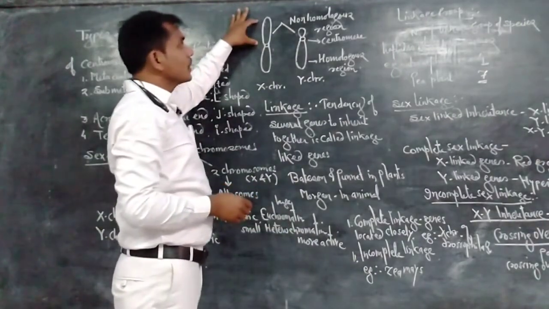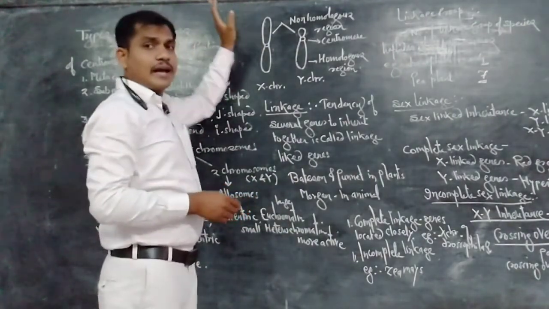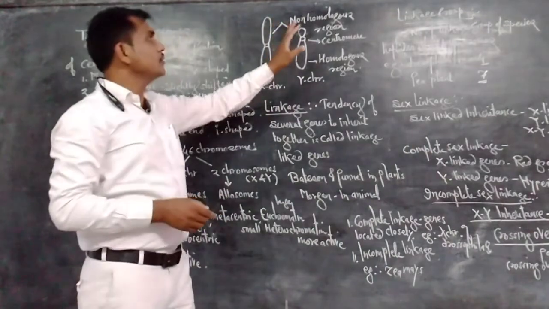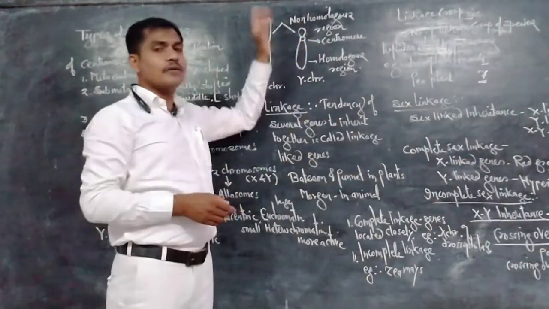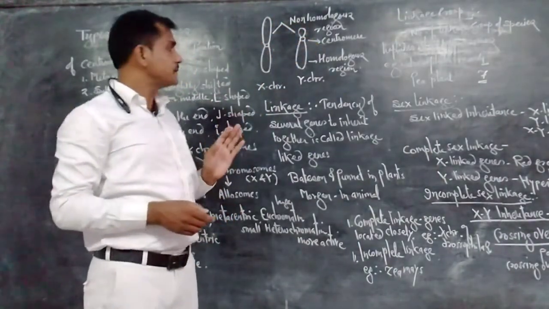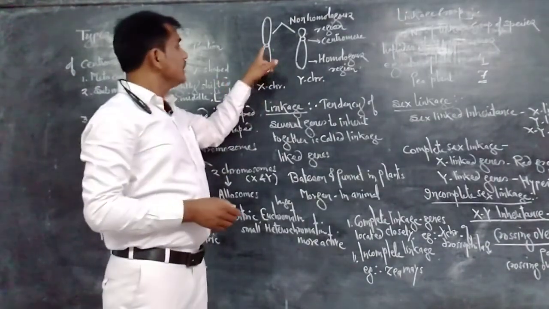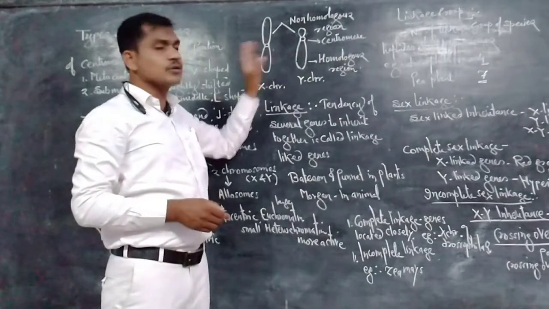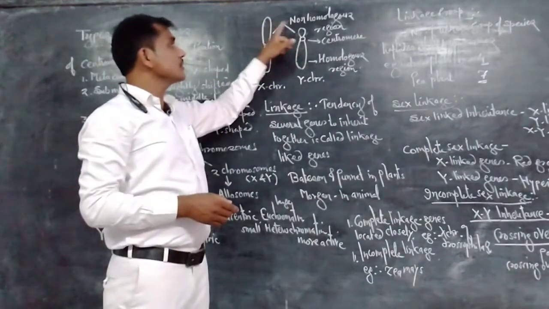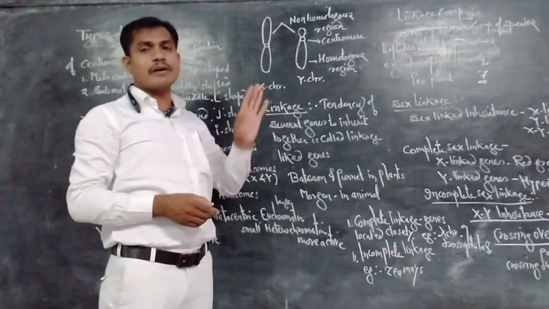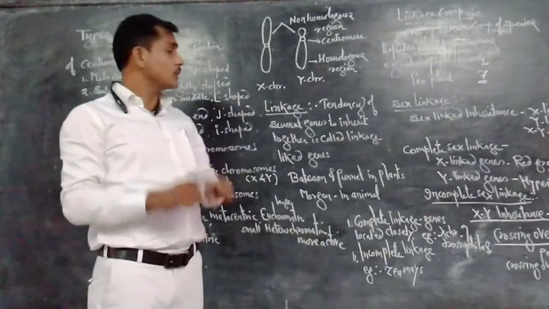In the non-homologous region of the X chromosome, X linked genes are present, while in the non-homologous region of the Y chromosome, Y linked genes are present. Crossing over occurs only in the homologous region of the chromosome. The non-homologous regions of the X chromosome and Y chromosome do not undergo crossing over.